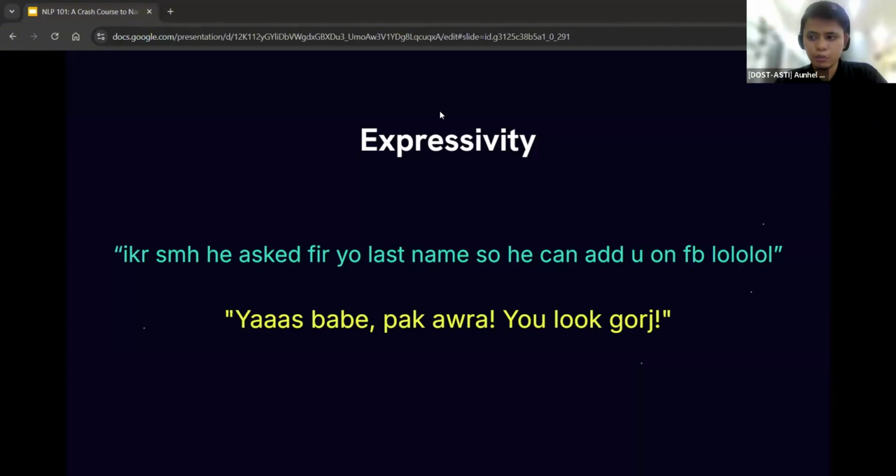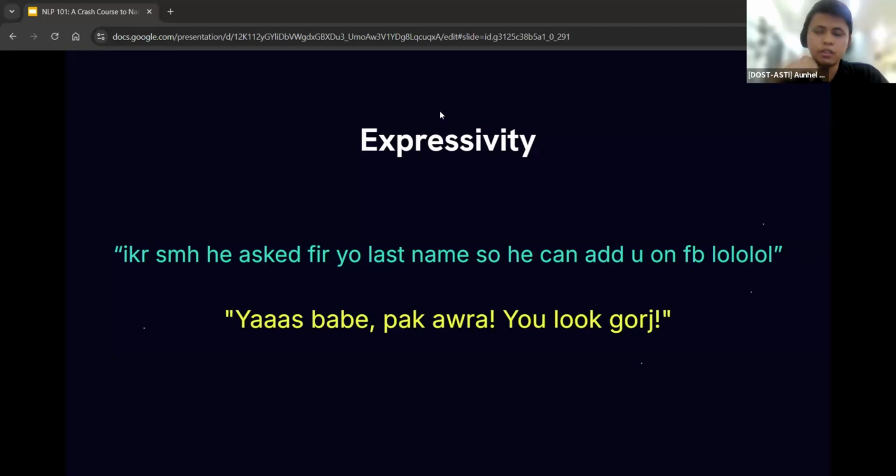Again, like I've said, language is constantly evolving, so we have different slang that we use. So I know, right? Shaking my head. He asked for your last name, so he can add you on FB. So how would the system understand what you're trying to say, or the context that you're trying to transfer? Then again, yes, babe, how you look gorgeous.